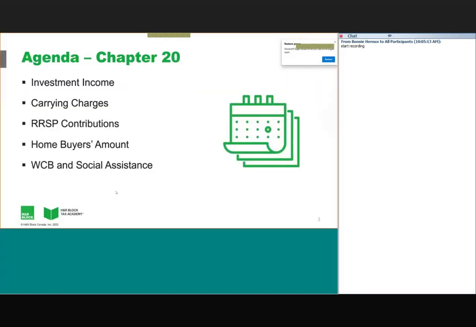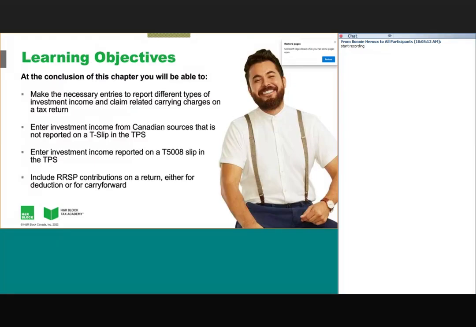So today's agenda is investment income. We're going to do the TPS for investment income, carrying charges, RSP contributions, home buyer amount, and workman's comp and social assistance. They just kind of throw that in. It doesn't really relate to investment income, but we need to know the proper data entry. At the conclusion of this lesson, we should be able to make the necessary entries to report different types of investment income and claim related carrying charges on the tax return.